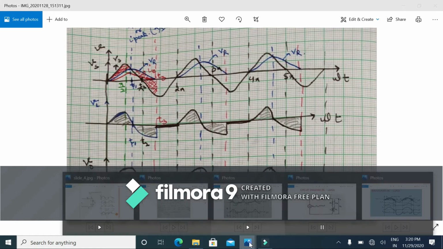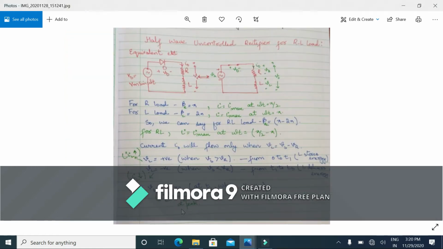As already studied in the previous R and L load, the peak current for pure R is at omega t equal to pi by 2, and for pure L load, this peak current is at omega t equal to pi. Since now I am studying RL load, the peak current will lie somewhere between pi by 2 to pi. Similarly, the extinction angle where the current ceases, for R load lies at pi, and for L load it lies at 2 pi. That means the extinction angle for this will lie somewhere between pi to 2 pi.